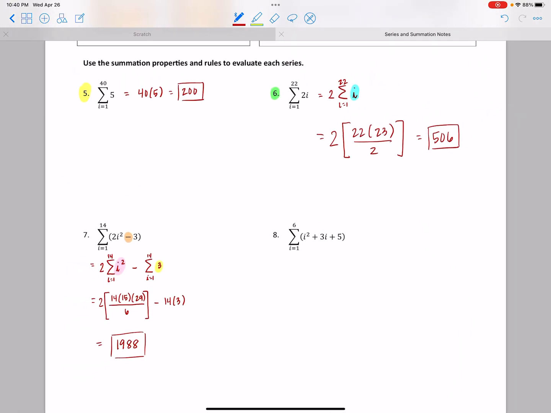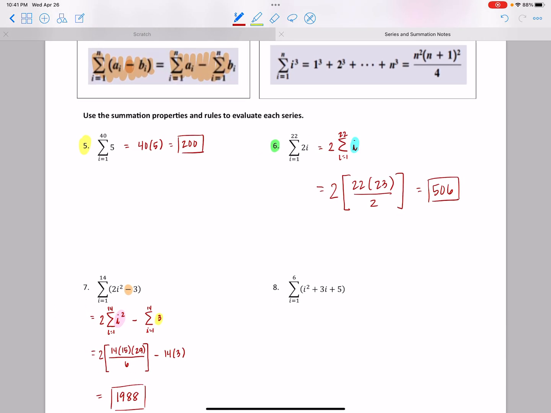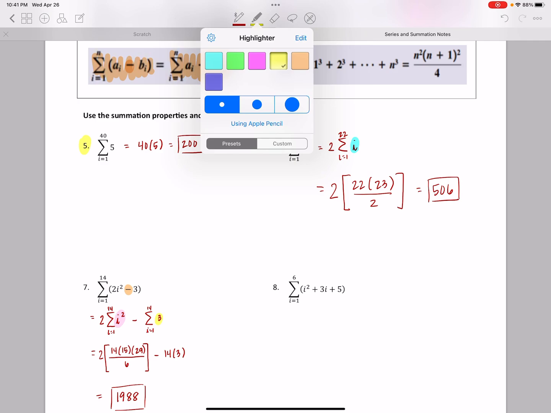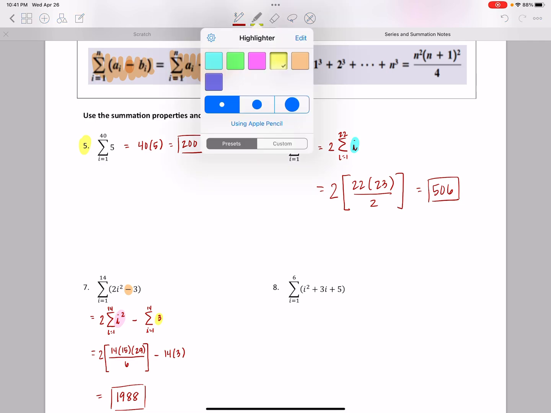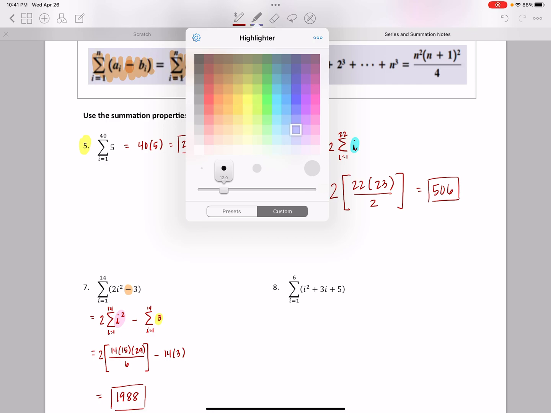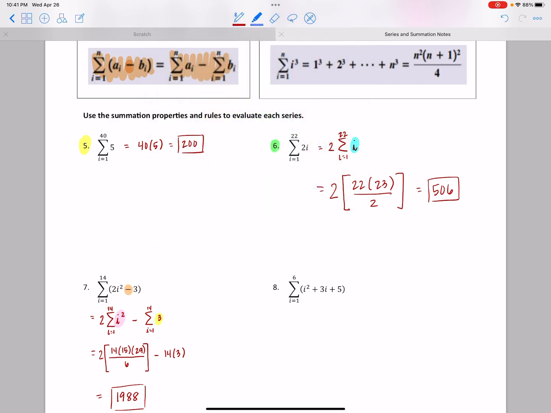Again, I have a sum. I want to separate this out. What have I not used for highlighters? I used green, blue, pink, orange. Oh, I need another color. Let's go to custom. How about a light purple? Okay, so I have these sums.